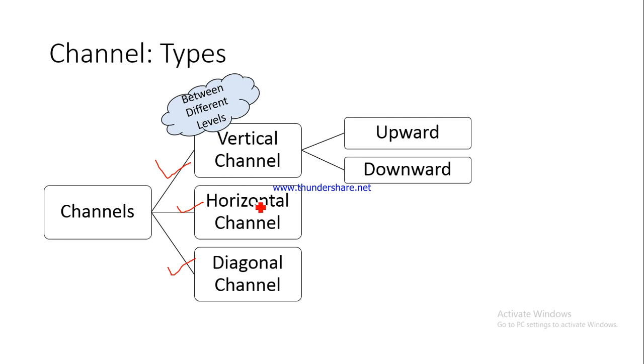right? Horizontal means at the same level, and then diagonal means at two different levels in two different organizations. We'll understand them one by one. So let's have a look at vertical channel between different levels in the same organization.